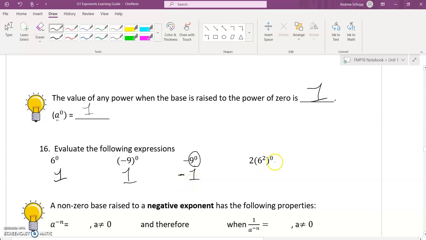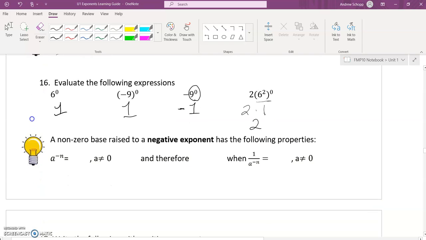And over here, I can see that the 0 exponent is acting on this 6 squared. So I have 2 times 6 squared to the power of 0. This piece here will become 1. And 2 times 1 will give you 2. So that's the 0 exponent.